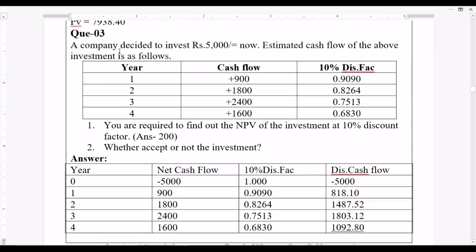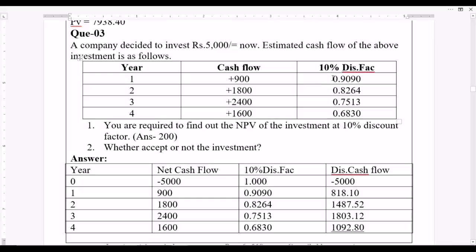A company decided to invest rupees 5,000 now. The estimated cash flow of the above investment is as follows. In year 1, cash inflow 900. In year 2, inflow 1,800. In year 3, inflow 2,400. In year 4, inflow 1,600.